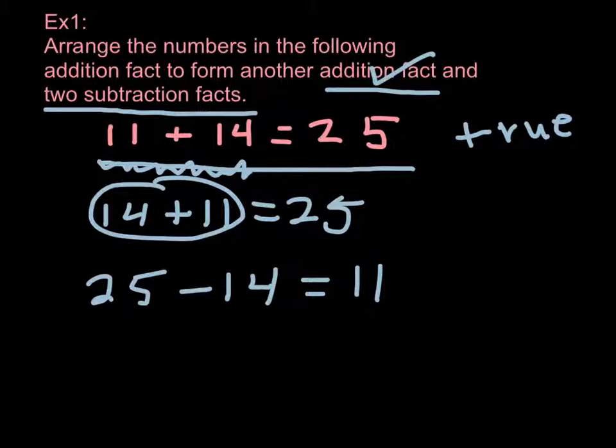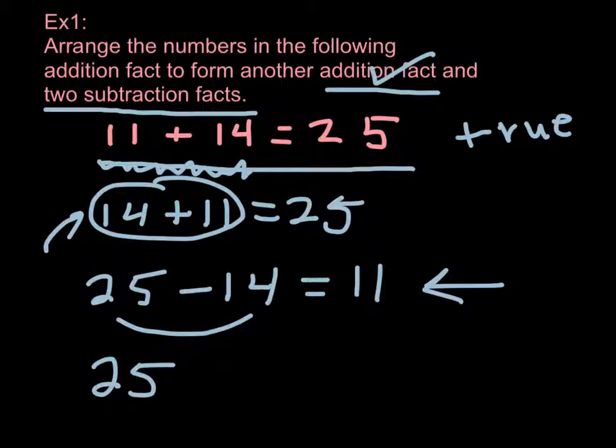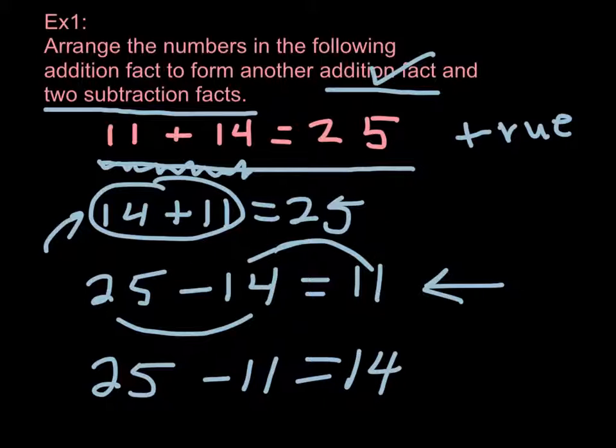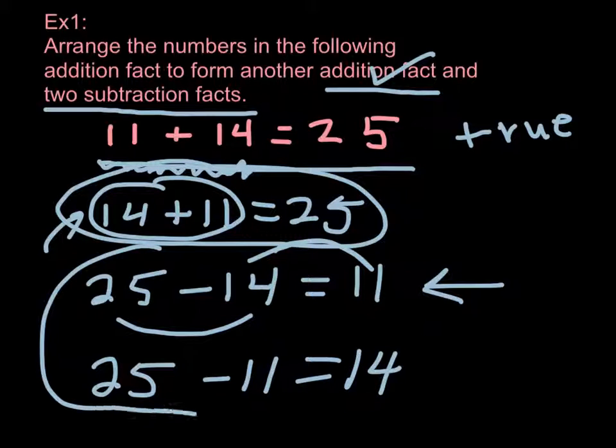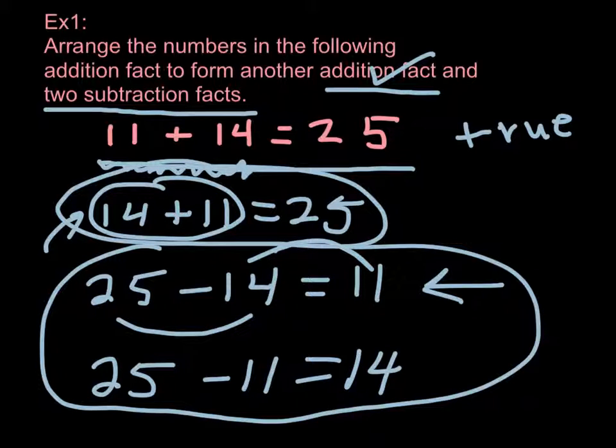Now, how can I take this subtraction fact and make another true subtraction fact using those same 3 digits? Remember, I can't just switch these around. And really, that was what I was trying to get to up there. Well, I could take the 25, leave it, and switch these around, right? So I could say 25 minus 11 is equal to 14. Now I've created one other addition fact and 2 other subtraction facts.